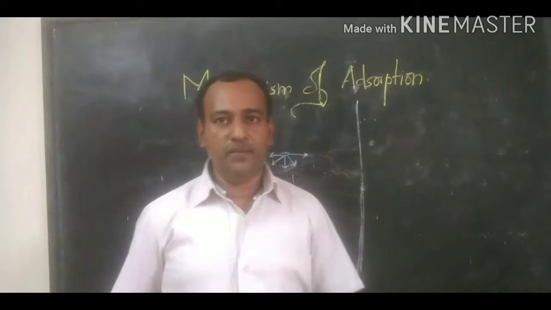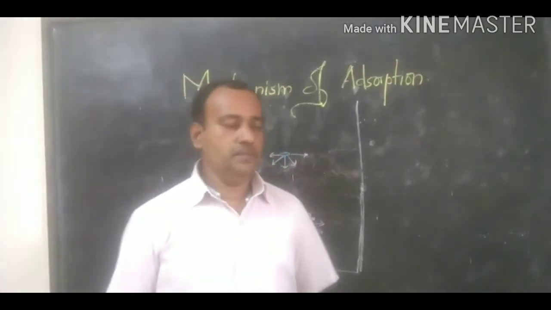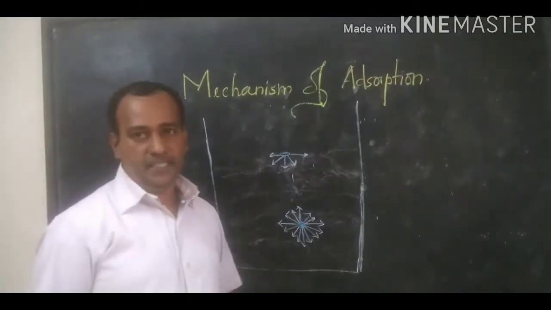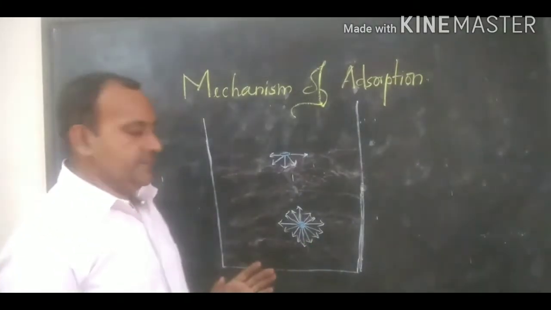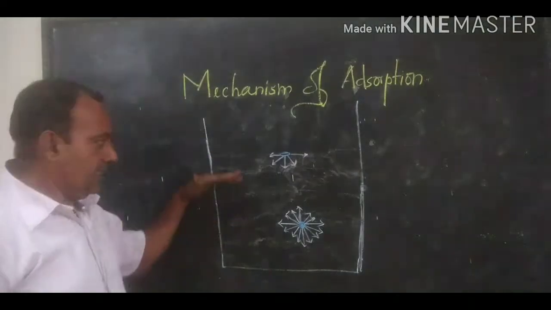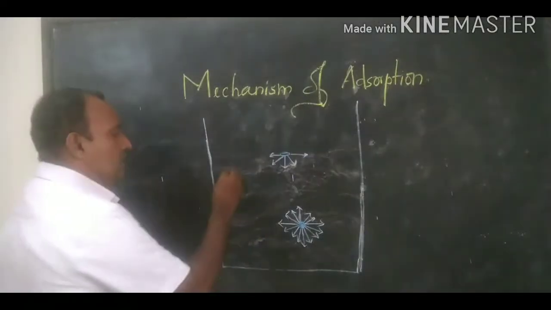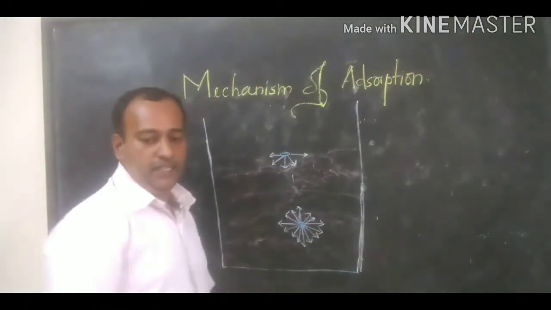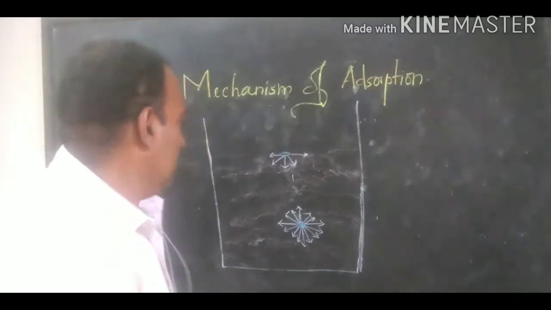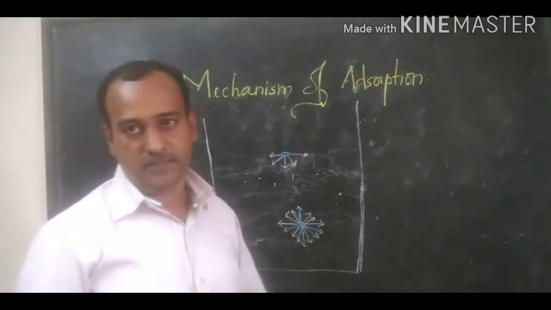We are going to study the mechanism of adsorption. So, how does adsorption take place? For that, let us consider a small beaker containing water. Water particles, water molecules, are present everywhere in it.